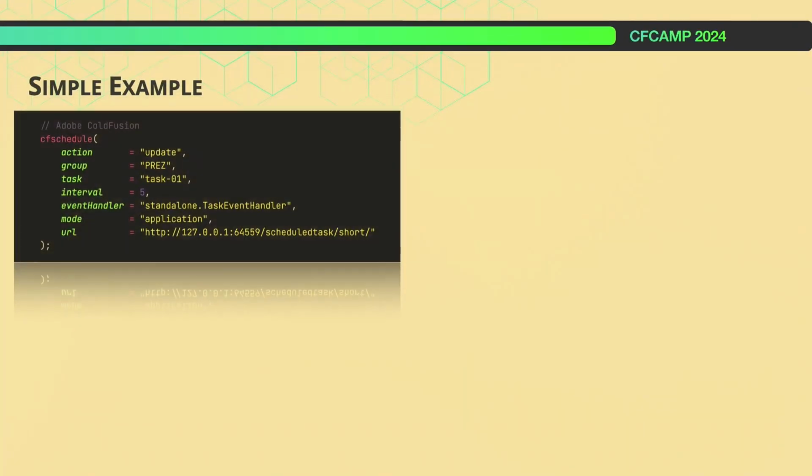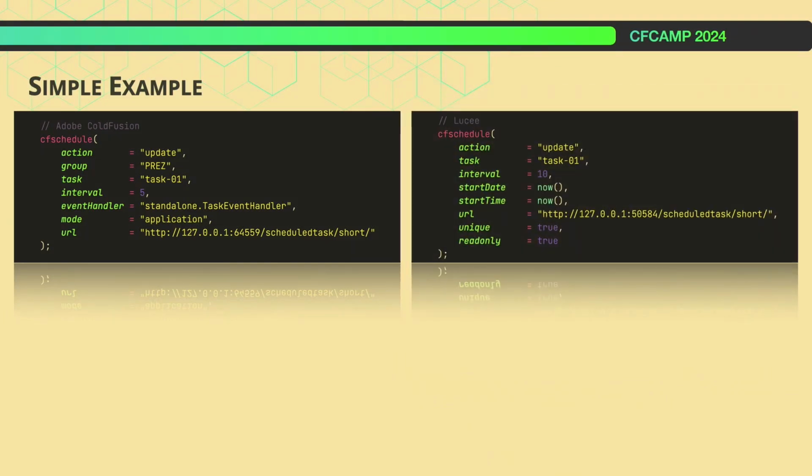So I'll take you through several examples. If you've never done this before, this is the way you do it in Adobe, right? You do a cfschedule tag, and you give it some actions, groupings, tasking, intervals, the event handler if anything happens, if this is at the server level or at the application level, and what URL you're going to hit. It pretty much looks the same in Lucee, right? You have the action, the task, the interval, the start date, the start time, which are not available on the left. Excuse me, URL, uniqueness, and read-only.